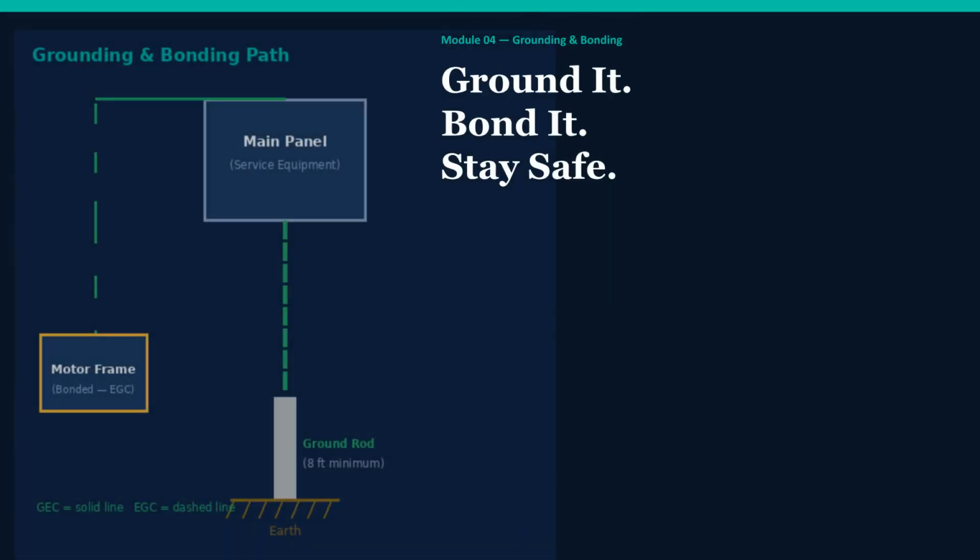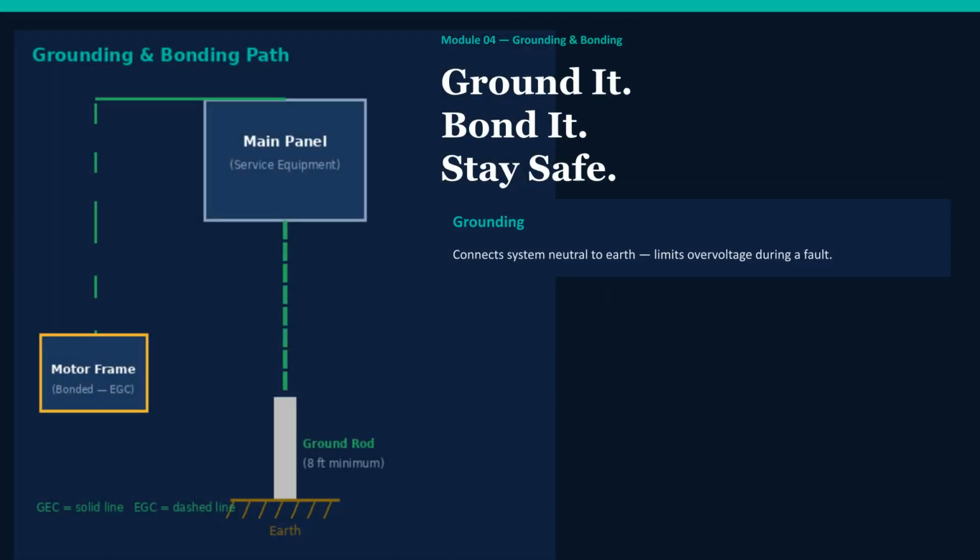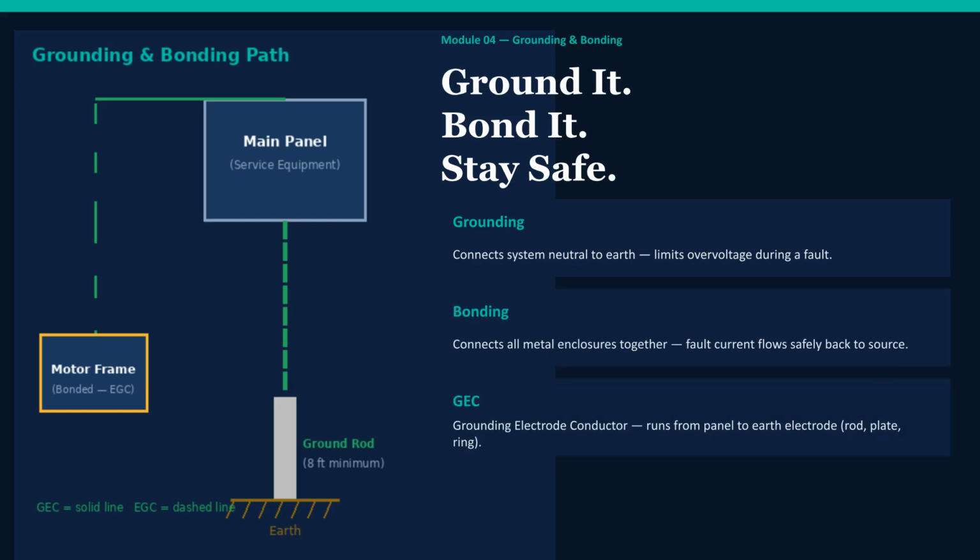Module 4 focuses on grounding and bonding. Grounding limits overvoltage, connecting the neutral to earth. Bonding connects metal enclosures to ensure fault current returns safely to the source. They are 2 separate safety requirements.